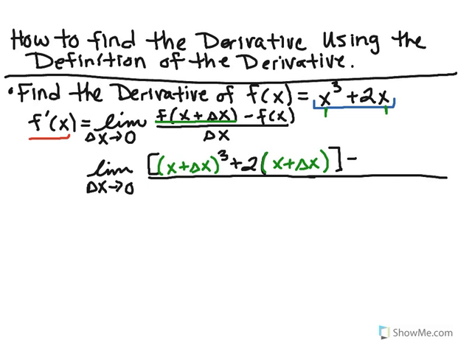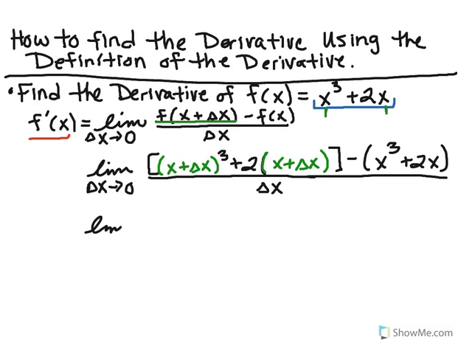Now I'm going to subtract f of x. And what's nice about this is that's just me replacing x with x, so nothing has changed. So that just means it is x cubed plus 2x. And then in the denominator, it's just going to be delta x. Alright, so now the next part is to just simplify. We've taken care of the hardest part.